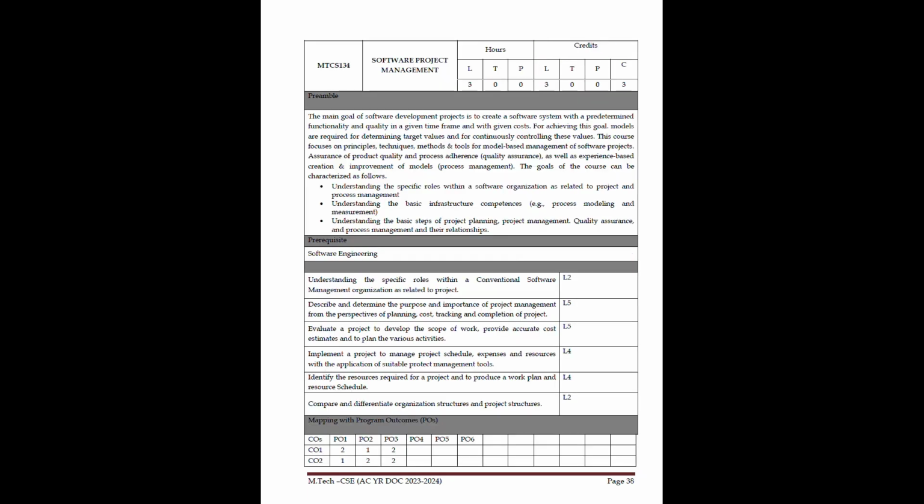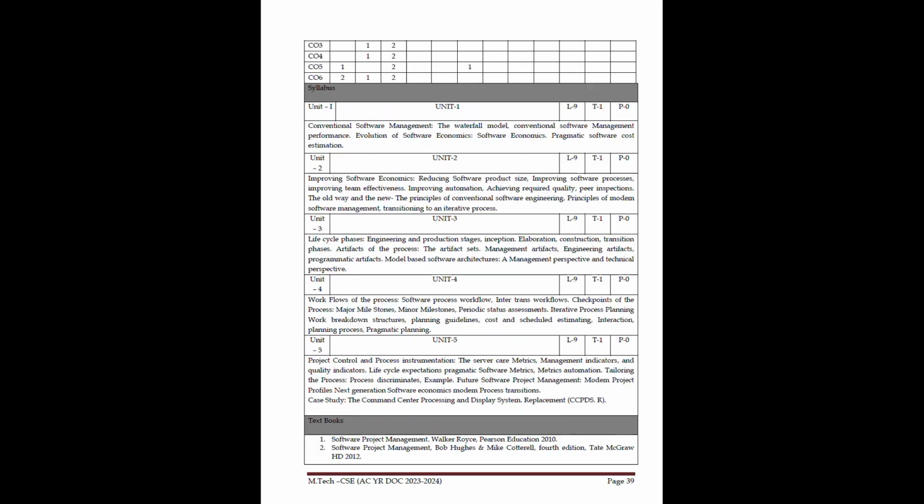Okay, so the next subject is software project management. So software project management deals with the theoretical aspects of managing a successful software project, and I'll be discussing the units. Okay, so there are 5 units. Unit 1 deals with conventional software management, in which the waterfall model, conventional software management performance, evolution of software economics, pragmatic software cost estimation.